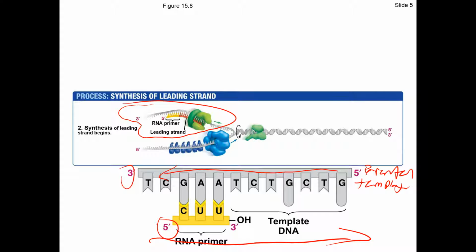But notice here that you have guanine complementary to cytosine, but adenine is complementary to uracil. Remember that this is an RNA primer, and RNA has uracil in place of thymine. Now, attached to this, you have this pre-existing 3' hydroxyl. So now DNA polymerase can come in and attach DNA nucleotides that will be complementary to the parental strand of DNA.